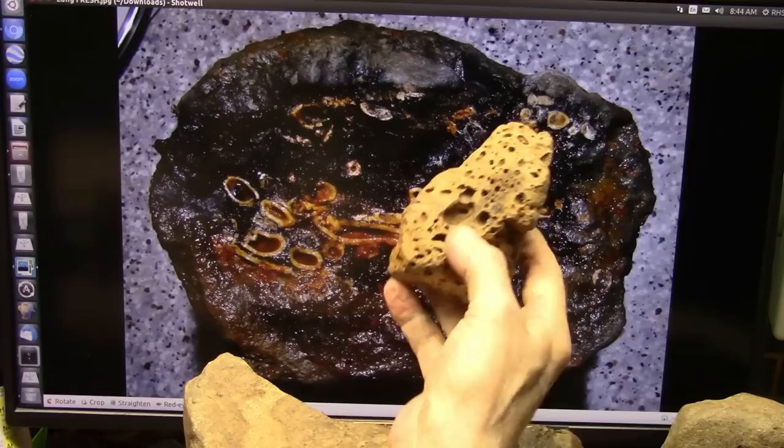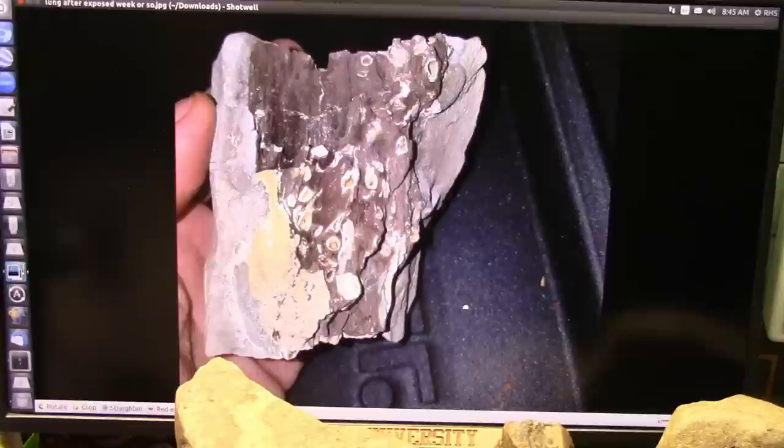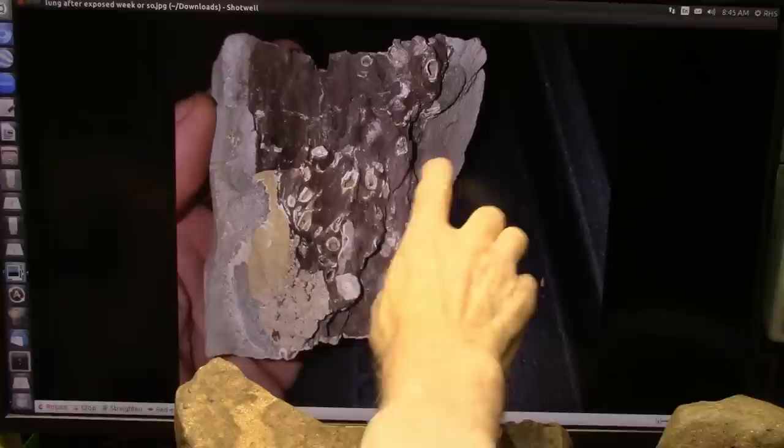But eventually, here's what happens. Gary took it out of the ground, broke it open, and this is what he found. Now, what happened after a couple weeks? You see that? That's the same lung after, I think it was a week or two. As soon as it dried up, everything just turns to dust. And these are the different colors of the blood, the black, the red, and the yellow. You're going to see these.